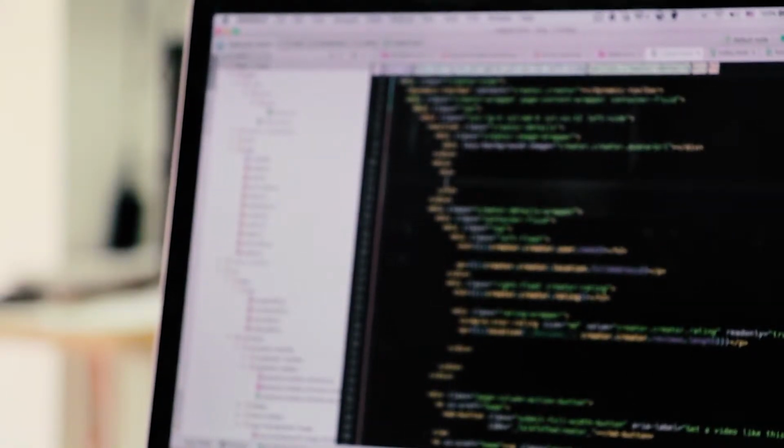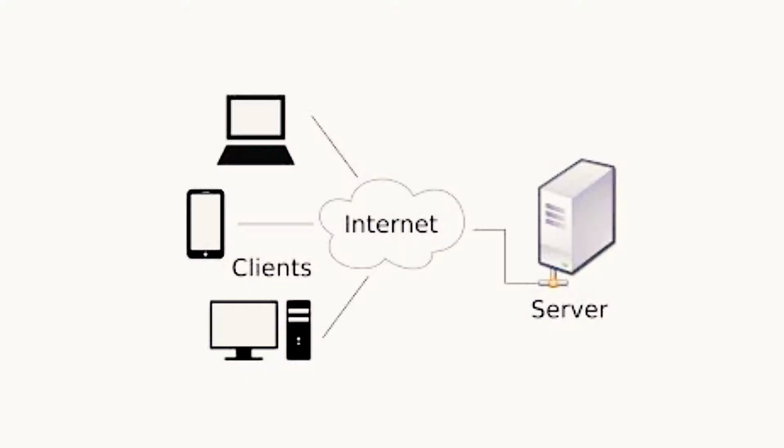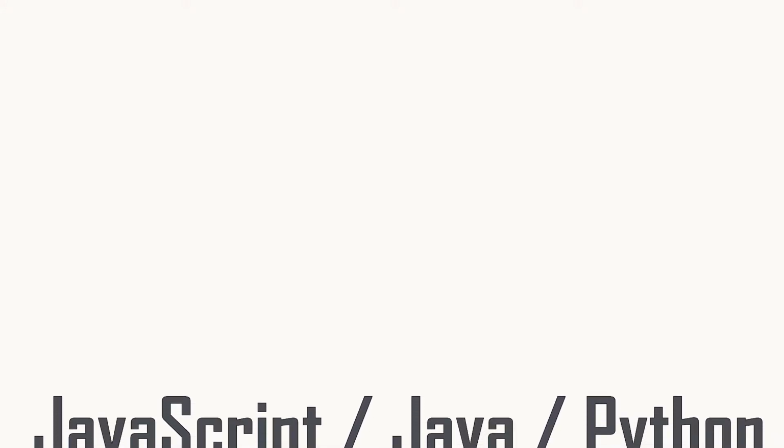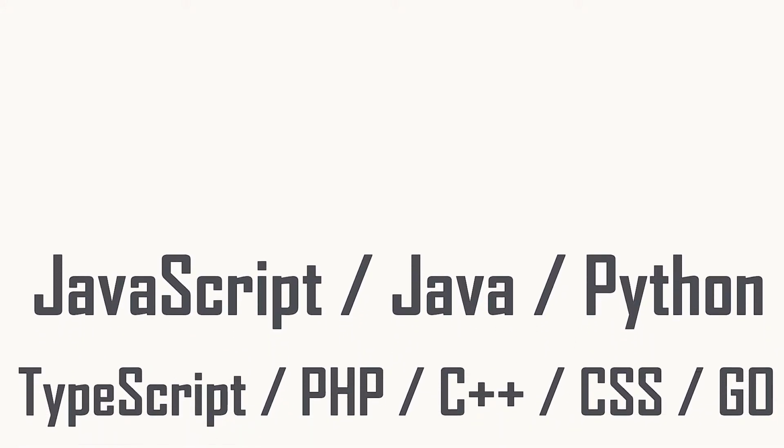And the second is web developer. A web developer is a programmer who is specialized in the development of World Wide Web applications, or applications that run over HTTP, CSS, HTML, from a web server or any local server to a client, a web browser. The most used programming languages in 2019, in no particular order, are JavaScript, Java, Python, TypeScript, PHP, C++, CSS, Go.